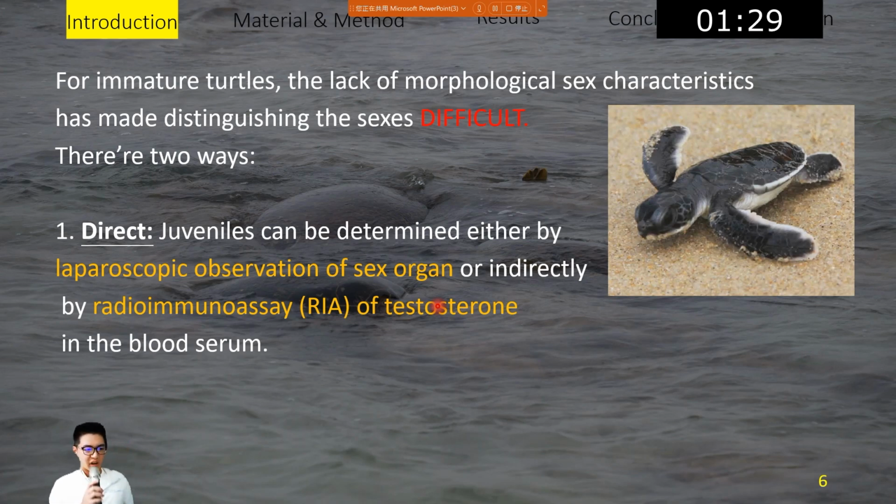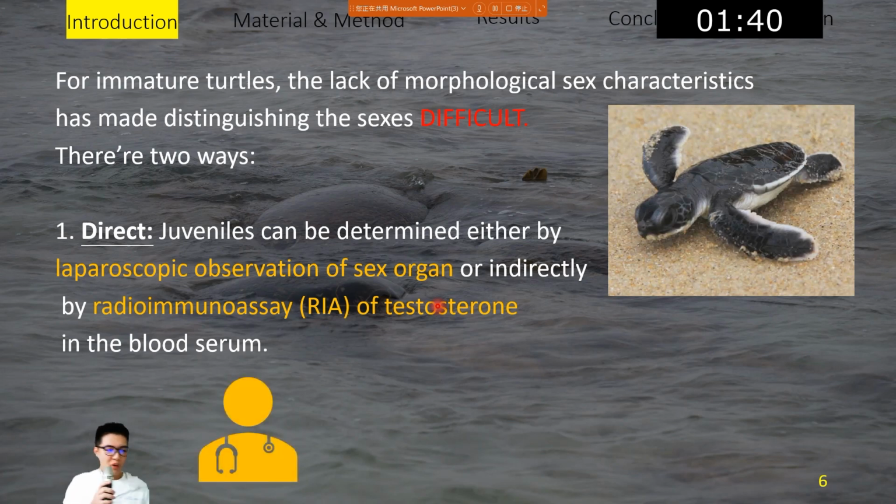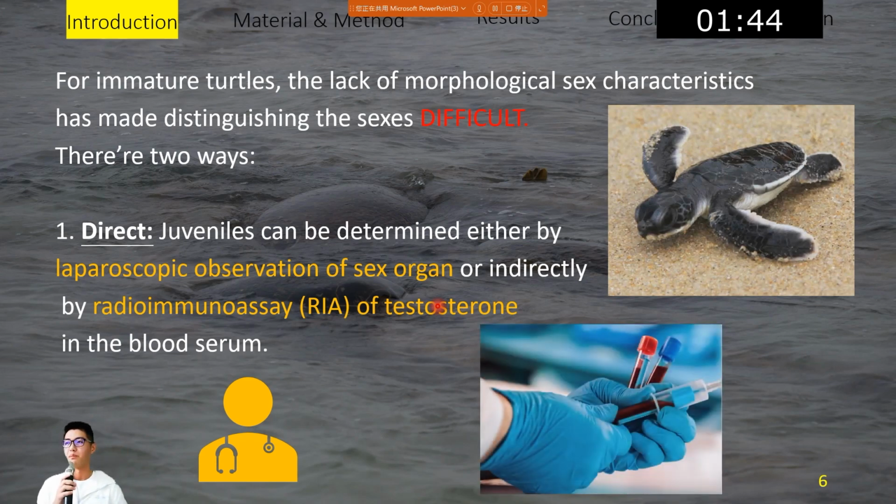The first is direct: laparoscopic observation of the sex organ, which means putting a tube inside their body and checking the gonad, or radioimmunoassay of testosterone, which means taking their blood, and we can know their gender.